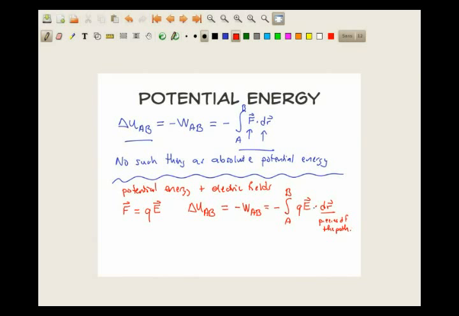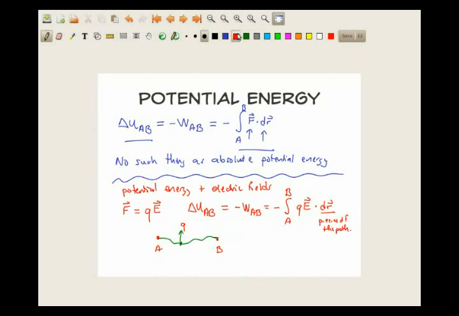So this is our relationship between changes in potential energy, let's say for an electric charge in an electric field, between two points A and B, and I have some charge Q that's moving on a path between these two points. The change in potential energy is just equal to the negative of the integral of the product of Q, the charge, and the electric field direction between points A and B.